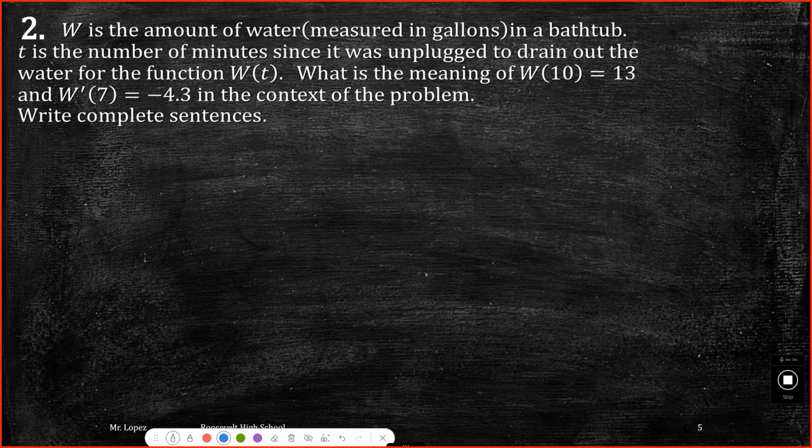Problem number 2. W is the amount of water measured in gallons in a bathtub. T is the number of minutes since it was unplugged to drain out the water for the function W of T. What is the meaning of W of 10 equals 13 and W prime of 7 equals negative 4.3 in the context of the problem? Write complete sentences.